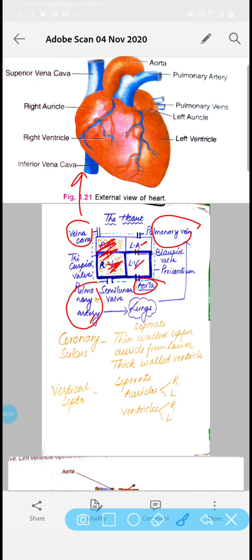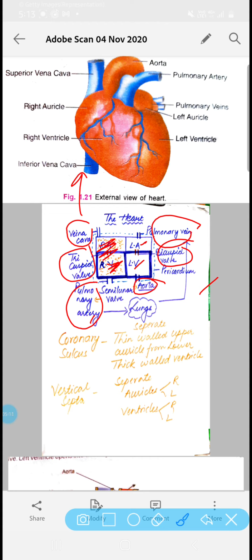Now the new terms which I have not discussed in the above diagram are the tricuspid valve and the bicuspid valve. The tricuspid valve is present between the right auricle and right ventricle, and the bicuspid valve is present between the left auricle and the left ventricle. As blood passes from auricle to ventricle, this valve helps in the transfer of the blood from the auricle to the ventricle. It guards the aperture; the name of the aperture is the auriculo-ventricular aperture.